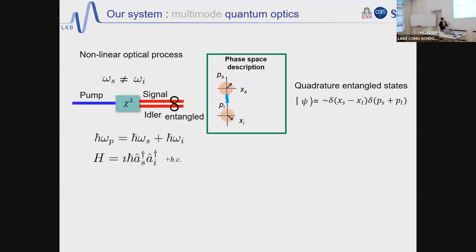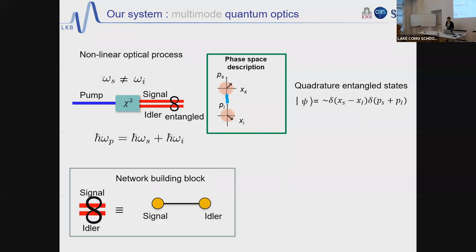But when you are in a non-degenerate configuration, what you get is quadrature entangled states. This is a very approximated entangled state that is used in the continuous variable approach. You have a correlation between the x quadratures of the two fields that are coming out, here, for example, at two different frequencies, and you have anti-correlation on the p quadrature. This is really how we build the quantum network we were speaking about at the beginning, the one that we normally build in the lab and that we think is interesting for doing some quantum machine learning.